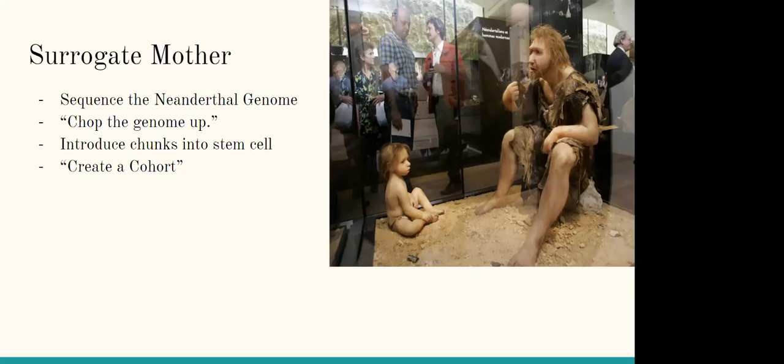And when you do this, the idea is that you wouldn't have a single Neanderthal cloned. You would create a cohort of sorts, so as to not isolate that Neanderthal, which would have negative mental effects.